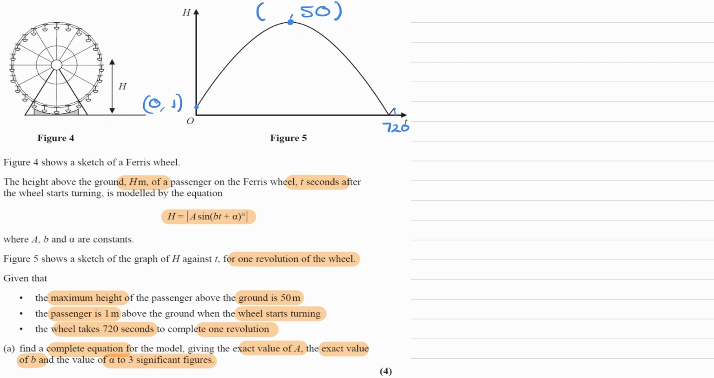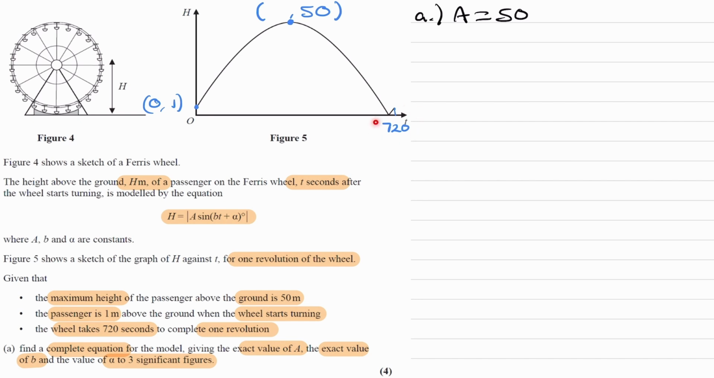Normally for a sine curve, the maximum height of that curve is 1. Here it is 50. So there has been a stretch of scale factor 50 parallel to the y-axis, or the h-axis. In our equation, A is what corresponds to the vertical stretch. So in that case, A would be equal to 50. If A is 50, the sine graph has been stretched by scale factor 50 parallel to the y-axis.